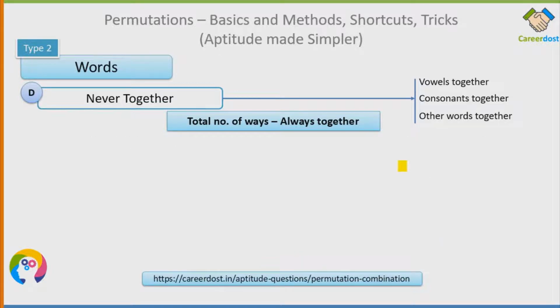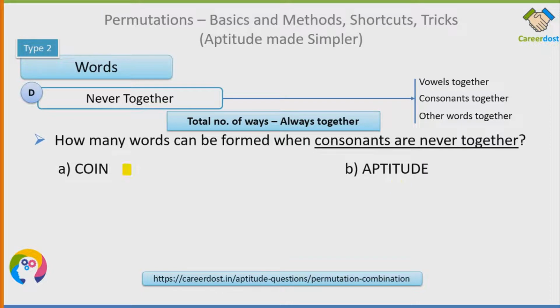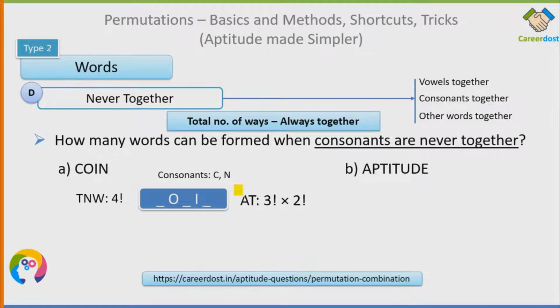Let's see for consonants now. We will just change the vowels to consonants. So consonants will be C and N, and the total number of ways will be the same, 4 factorial, and the remaining letters will be O and I, and always together will give you 3 factorial into 2 factorial, and the answer will be 4 factorial minus 3 factorial into 2 factorial.